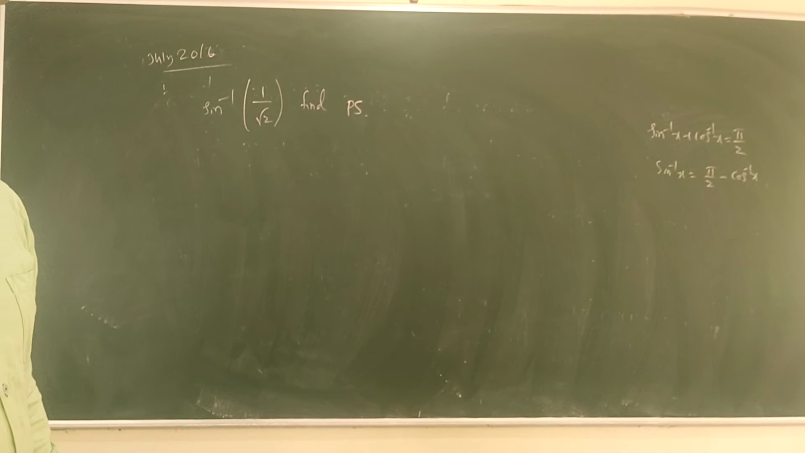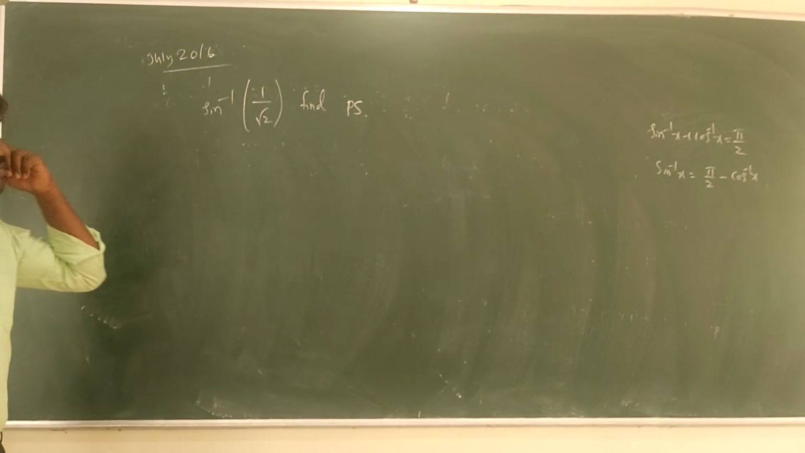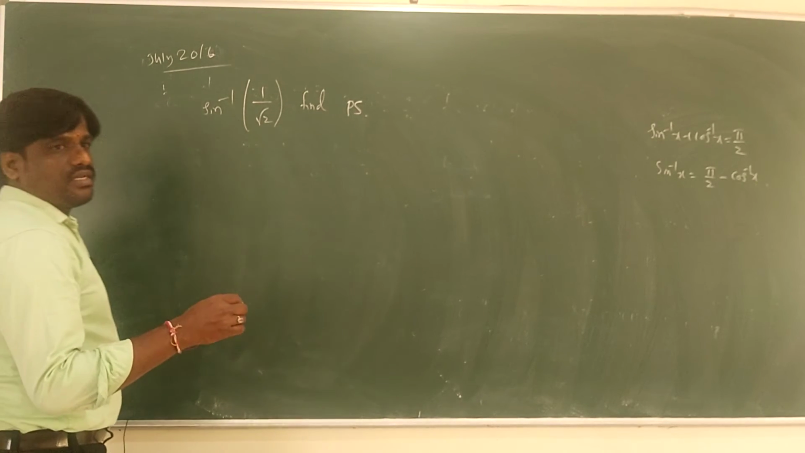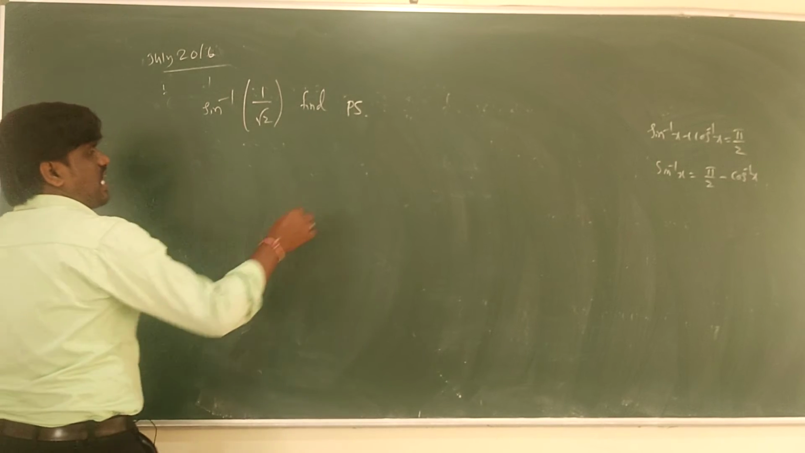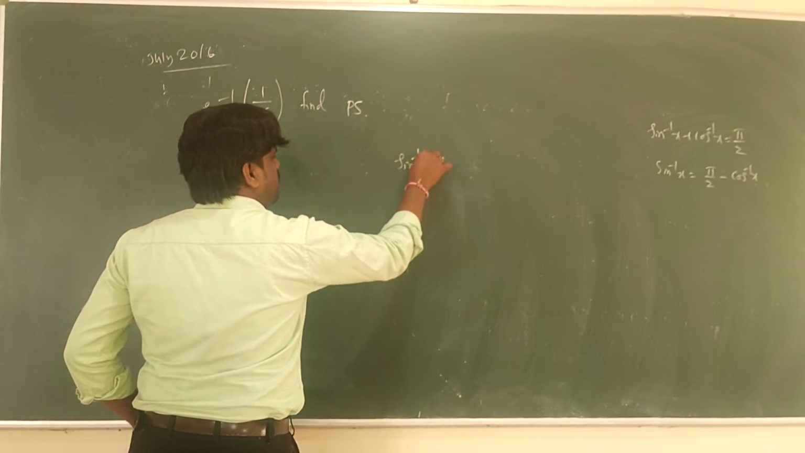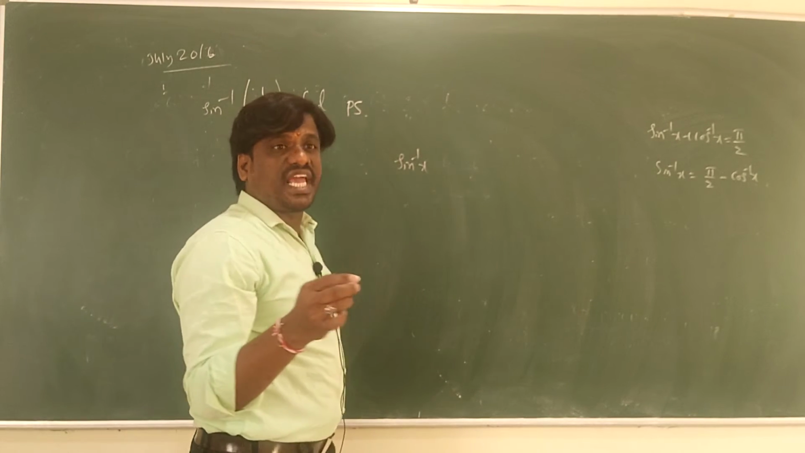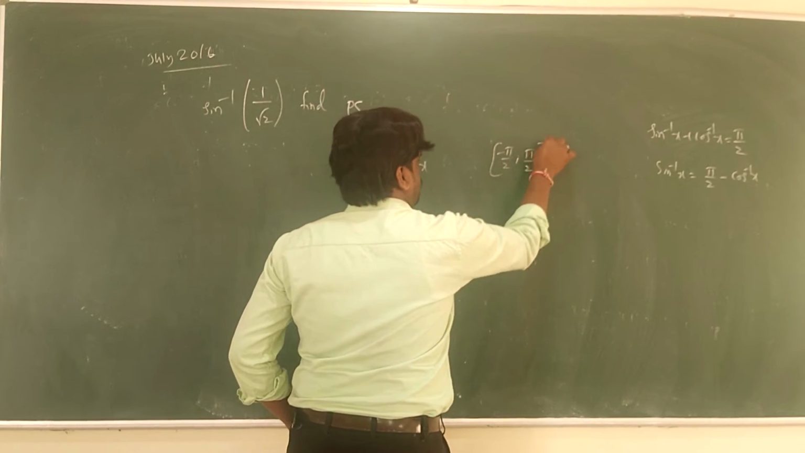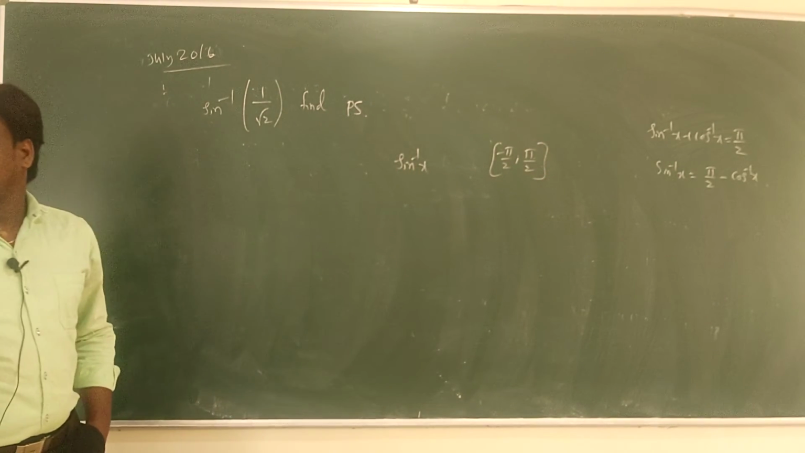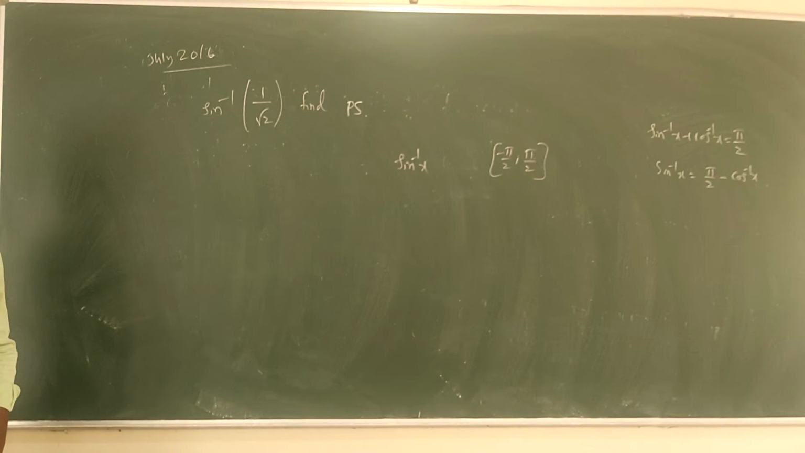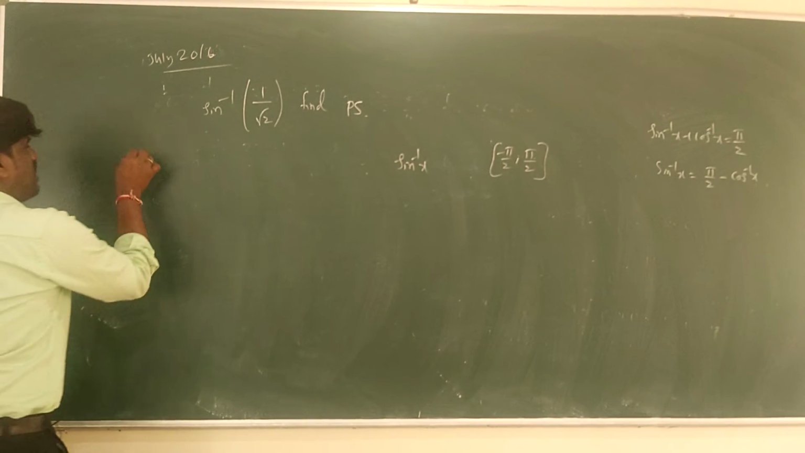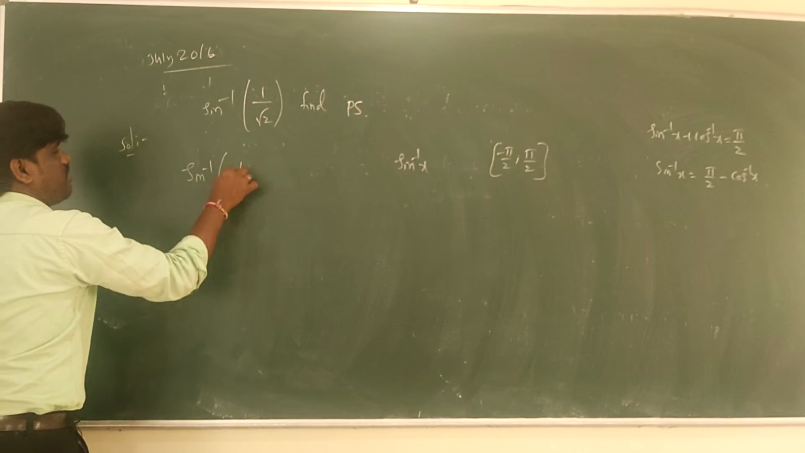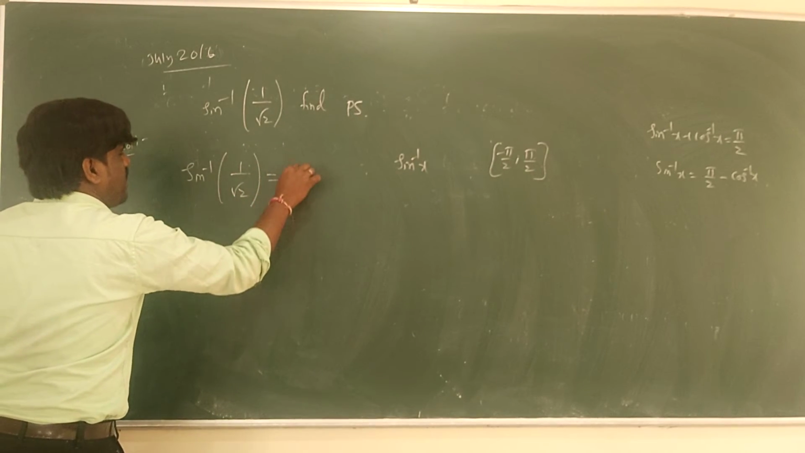See here, 2016 question: sin inverse of 1 by root 2, find the principal solution. So you know that sin inverse x principal solution lies where? The range of sin inverse lies between minus pi by 2 to plus pi by 2. Remember? That is the principal value of sin inverse. This is a very simple question, and they ask it for 3 marks. Let us take sin inverse of 1 by root 2 is equal to something, x.